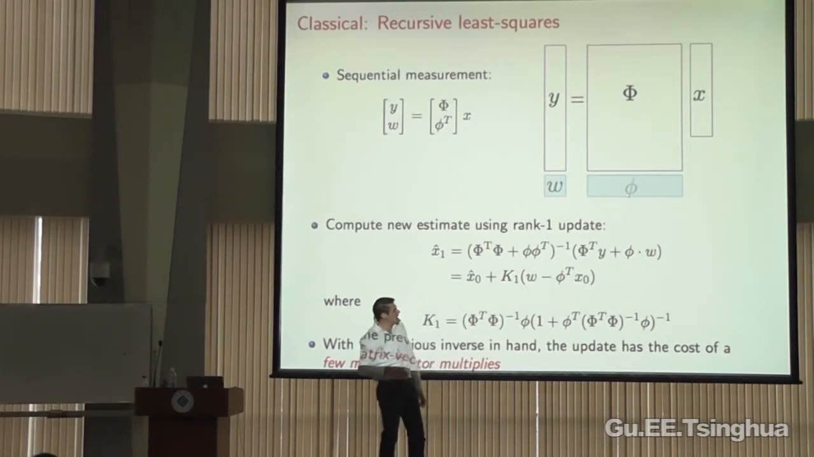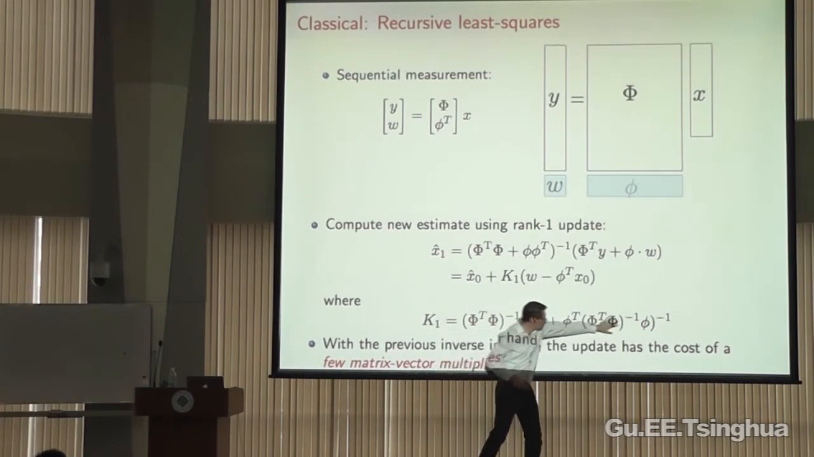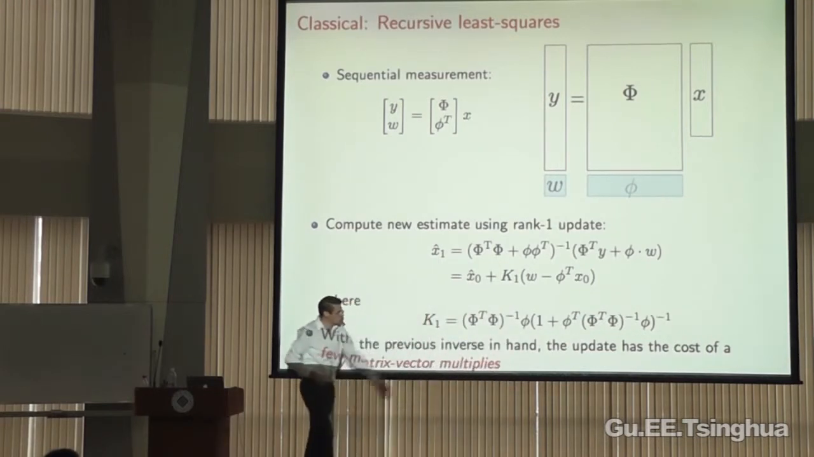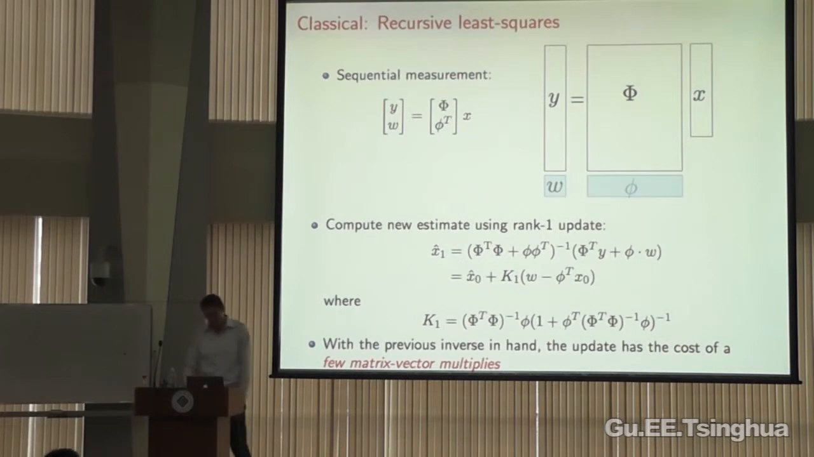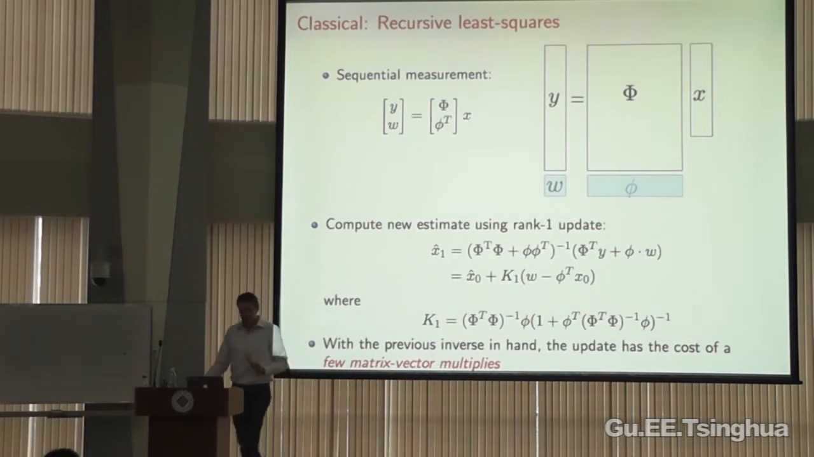But notice what this filter contains. It just contains phi transpose phi inverse, which I already have sitting in my hand, and then this is just a number at that point. So this requires applying phi transpose phi to a vector corresponding to a new measurement, and then solving a new system, applying phi transpose phi inverse to that. With the previous inverse in hand, the update basically has a cost of a few matrix-vector multiplies. It's a very beautiful thing, this recursive least squares. It really works because of two things: the solution is linear, and we have this beautiful low-rank updating formula. We can turn this into this, or this is how we do an update.